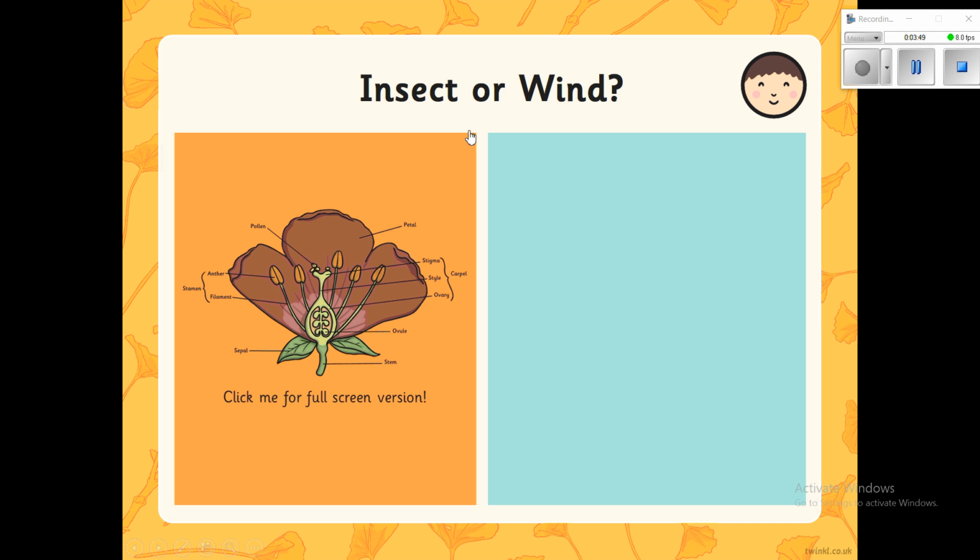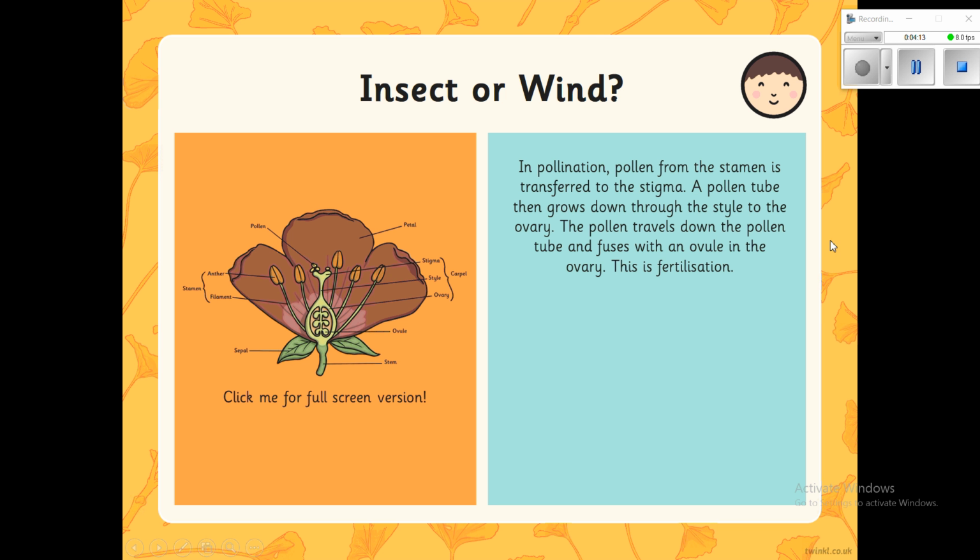So what we're going to focus on today is insect or wind pollination. How do plants reproduce? Because obviously they don't have legs to walk around and reproduce like that. Instead, insects or wind will take the male sex cells and put them on another plant's female sex cell. We'll go into more detail. If you don't understand, don't worry. We're going to talk through this now.